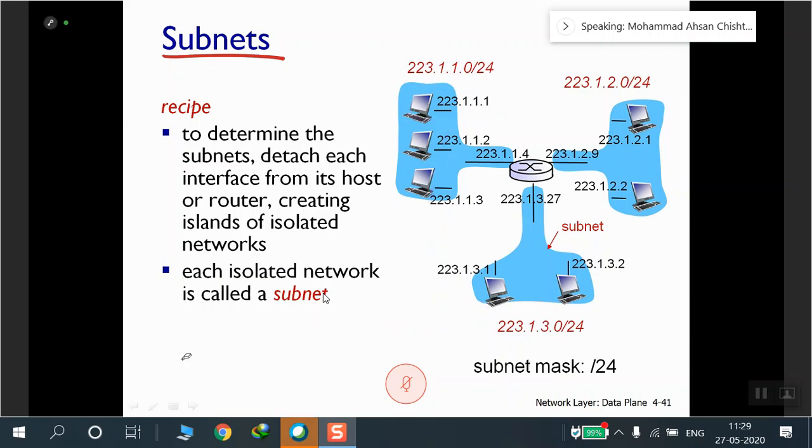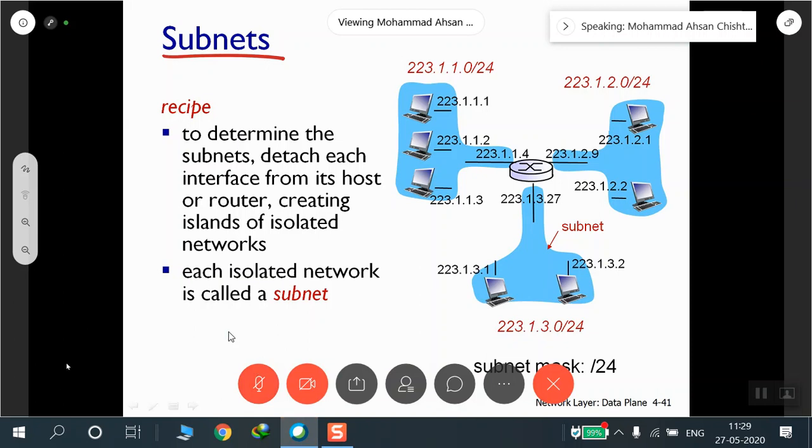You cannot send a packet if you do not belong to that network, if you do not have an address belonging to that network.